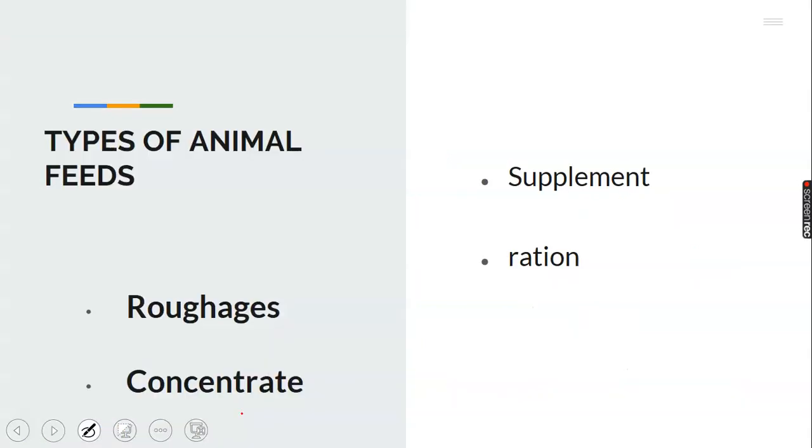All right. The next one we are looking into is types of anemone fish. The first one we have here is roughages. Secondly, we have concentrate, supplement, and ration. These are the four types of anemone fish: roughages, concentrate, supplement, and ration. We are going to explain these concepts one after the other. Take note of that.